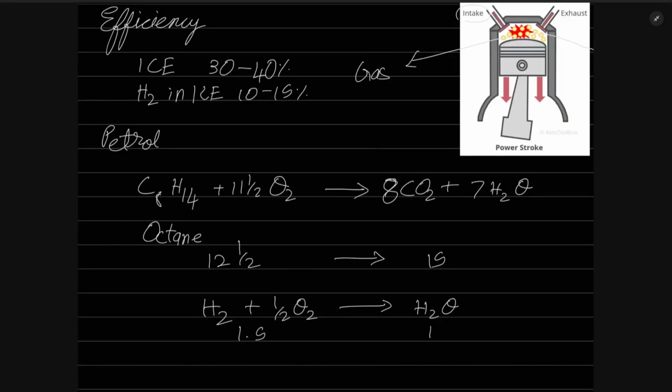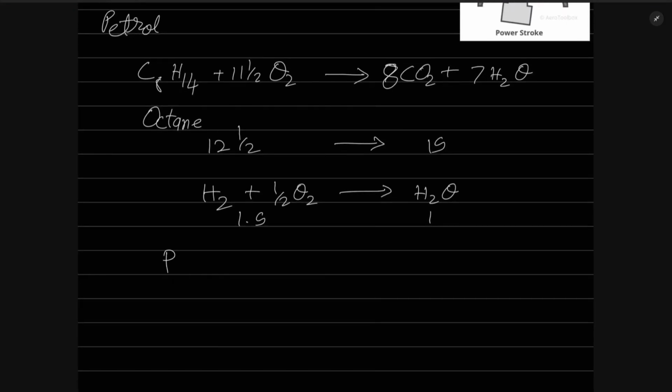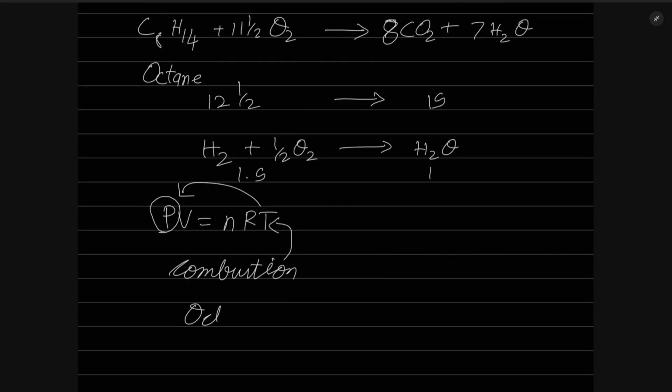The matter in the cylinder during the power stroke is in the form of a gas, and the gas can be approximately modeled by using the ideal gas equation, which is PV equals nRT. The combustion releases heat, which causes an increase in the temperature, which in turn increases the pressure. The pressure generates a force on the piston, which gives a mechanical power output. In the case of octane, the increase in number of molecules from 12.5 to 15 during combustion assists the process and contributes to the increase in pressure.